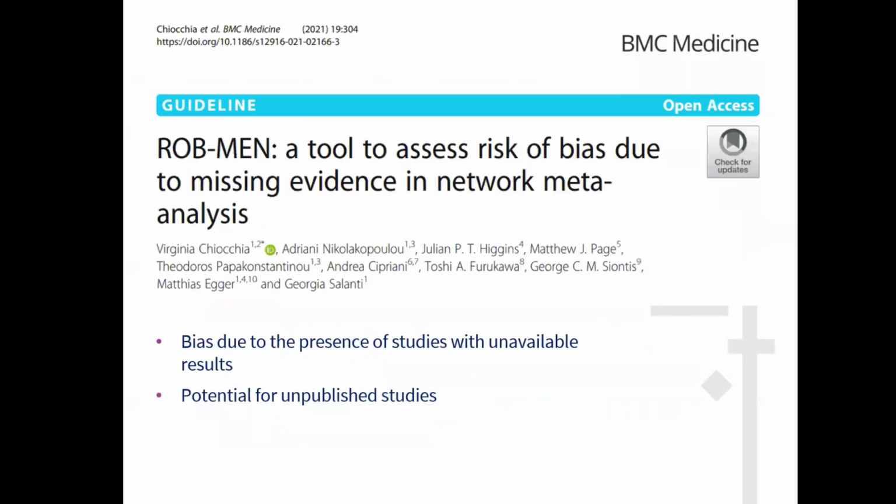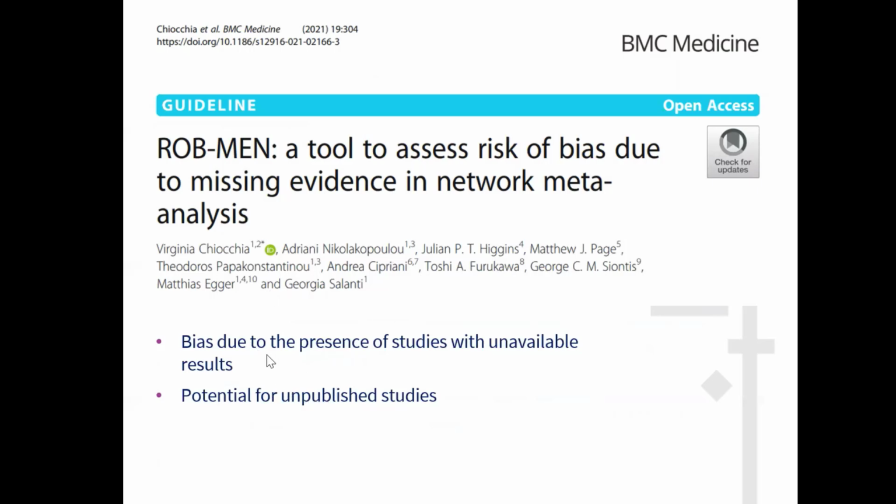And there's also the ROB-MEN tool that assesses risk of bias due to missing evidence in a network meta-analysis. So what we think of as publication bias, so unpublished studies that we don't know about, and also studies with unavailable results as well.